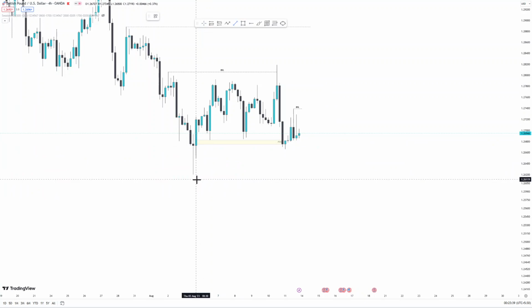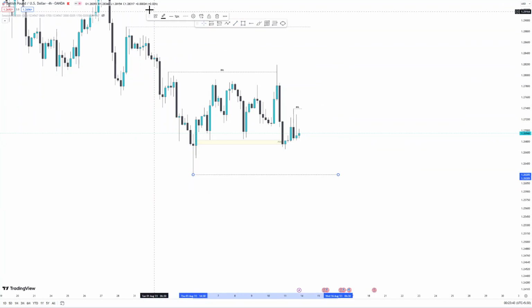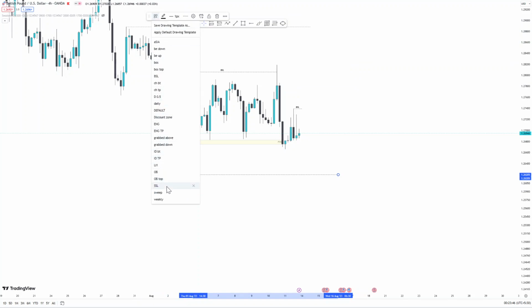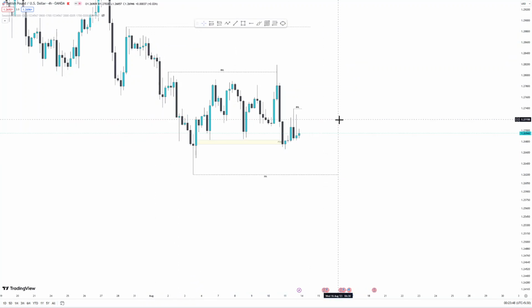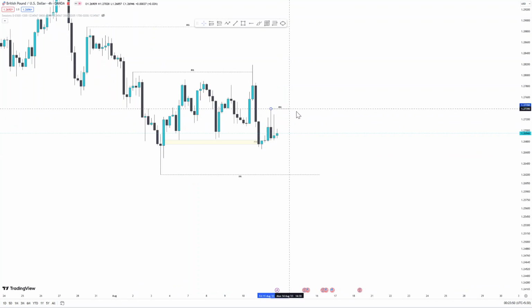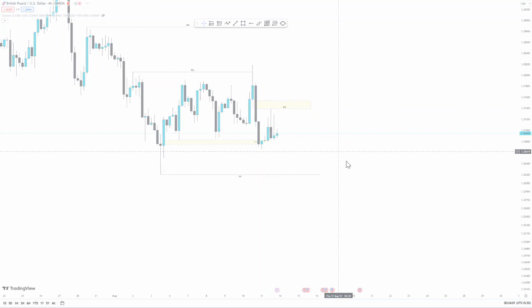What are the visible liquidity points we can see here? This swing low, so I will definitely mark that as a sell side liquidity. And these are the buy side liquidity, and we have some FVG left here on the 4 hour. Let's go to 1 hour.